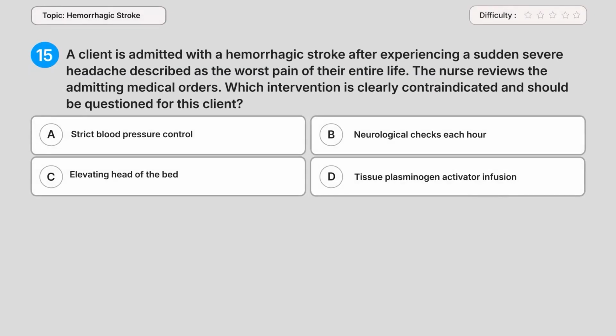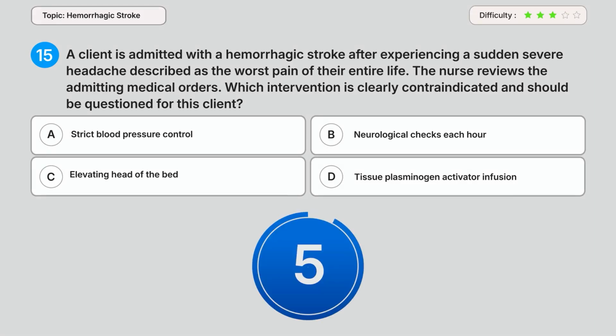15. A client is admitted with a hemorrhagic stroke after experiencing a sudden severe headache, described as the worst pain of their entire life. The nurse reviews the admitting medical orders. Which intervention is clearly contraindicated and should be questioned for this client? A. Strict blood pressure control. B. Neurological checks each hour. C. Elevating head of the bed. D. Tissue plasminogen activator infusion. Can you guess the answer?